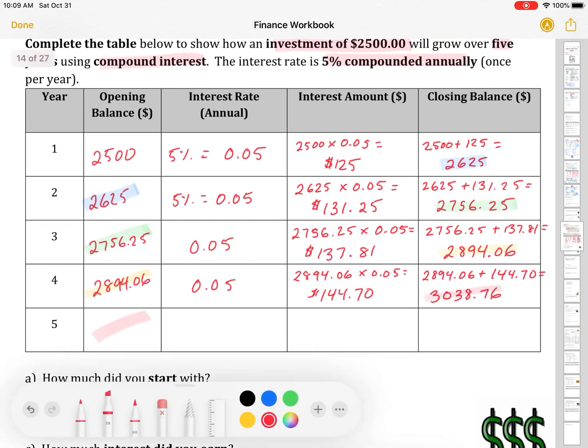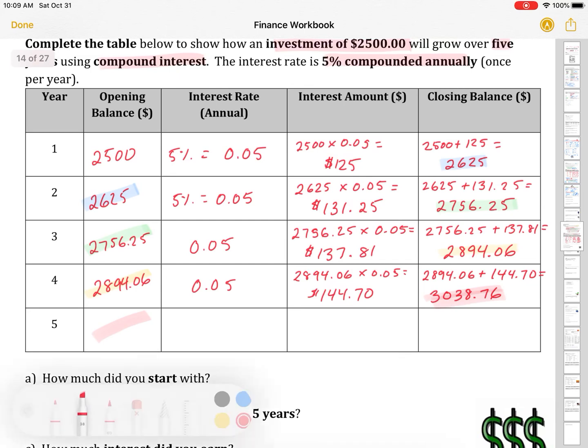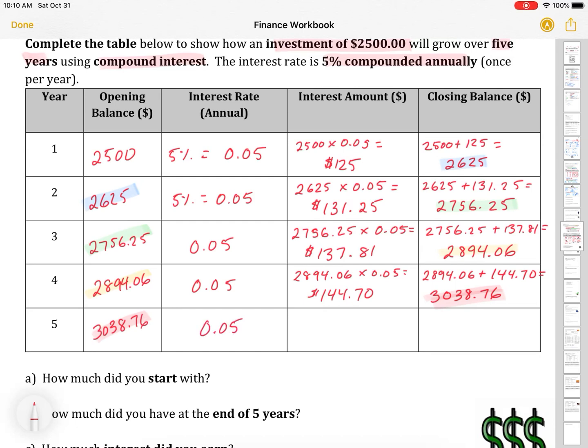Now we're going to carry that over, and it's going to go there. 3,038.76. Our interest rate is still 0.05. So we have 3,038.76 times 0.05, which is equal to 151.94. So take 3,038.76 plus 151.94, and we get 3,190.70.